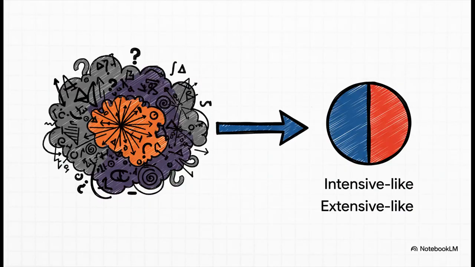So let's just recap for a second. We started with a mystery, and what we found was an unwritten law of physics. This single, elegant principle, classifying quantities as either intensive-like or extensive-like, let us see the deep structure connecting potentials, Maxwell's equations, and all those boundary conditions.